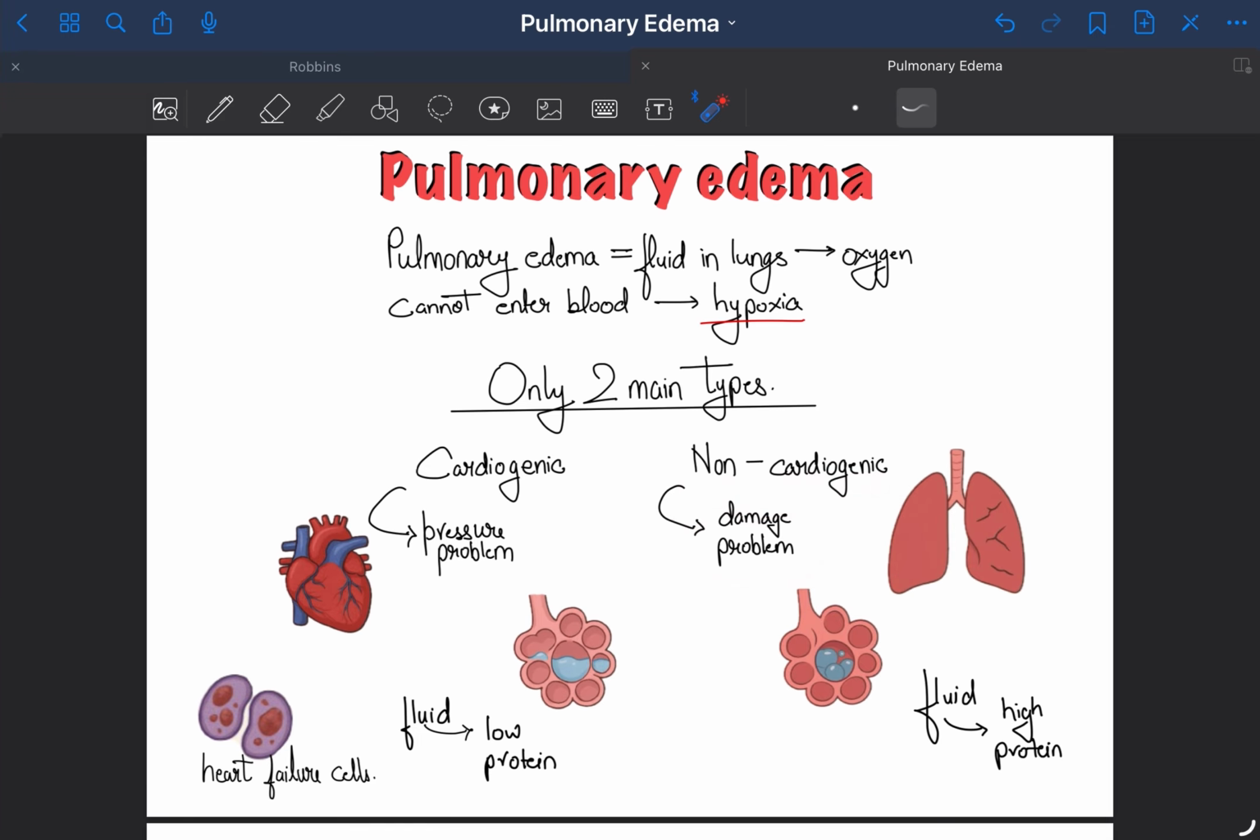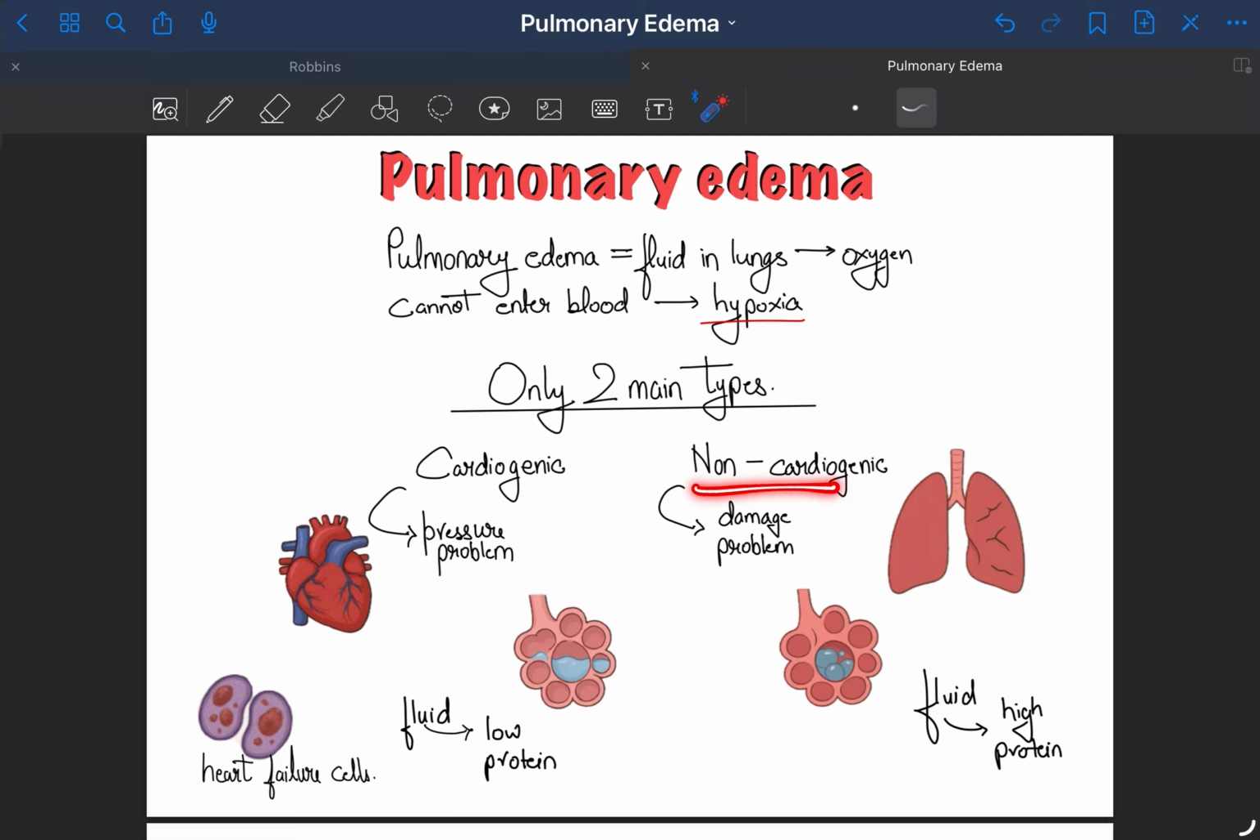Now, in cardiogenic, the left heart fails and the blood backs up. Because of this, the pressure increases and the fluid gets pushed out into the alveoli, and therefore there is low protein in the fluid. The clue over here is heart failure cells.